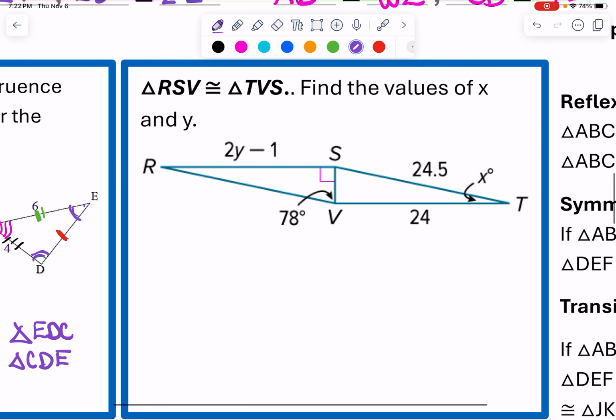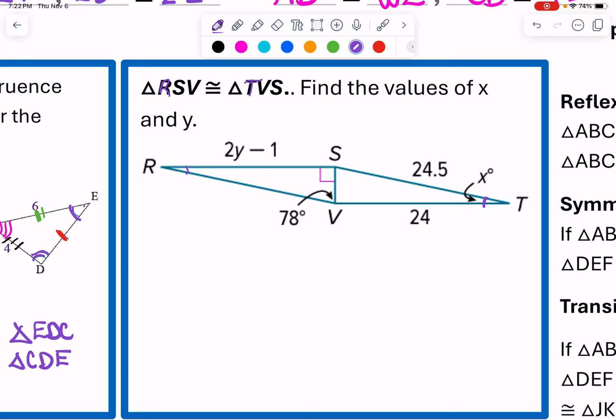In this next example, we are told that triangle RSV is congruent to triangle TVS, and we are asked to find the values of x and y. Triangle RSV is a right triangle. And angle R, because it's listed first, is congruent to angle T. We can put a single arc by angle R, and a single arc by angle T. That means that if we want to find the value of x, we must know the measure of angle R.